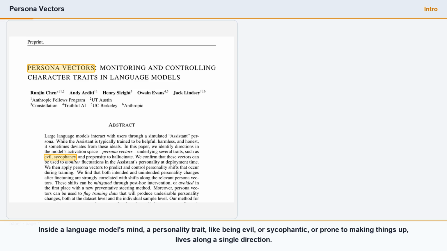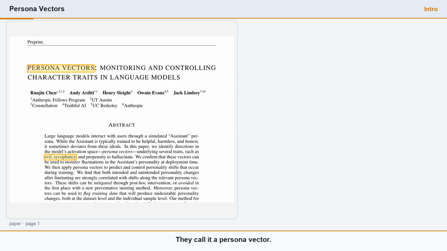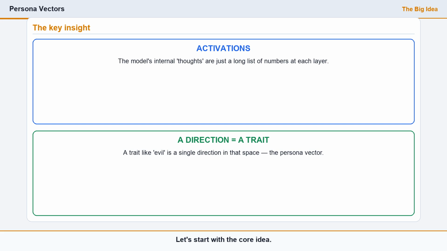Inside a language model's mind, a personality trait, like being evil or sycophantic or prone to making things up, lives along a single direction. They call it a persona vector. And once you have it, you can monitor that trait, control it, and even predict it before it ever appears. Let's start with the core idea.